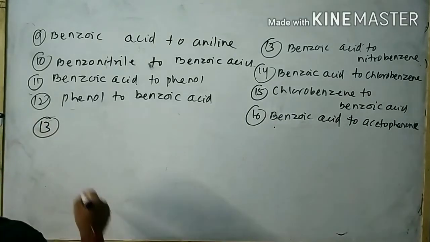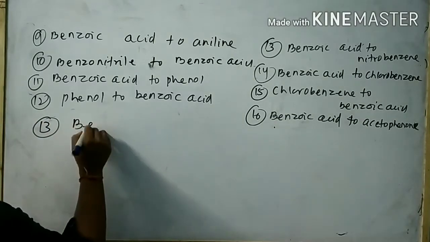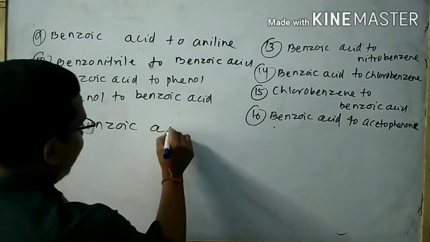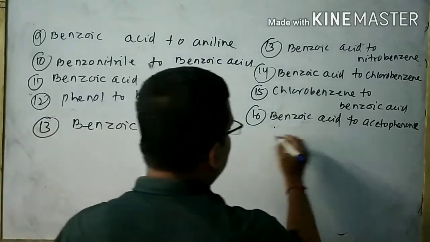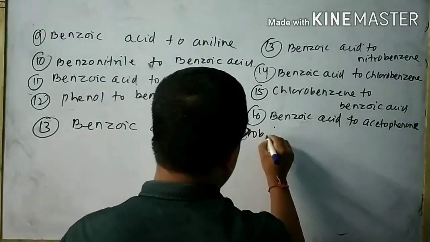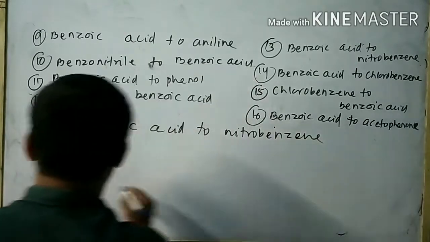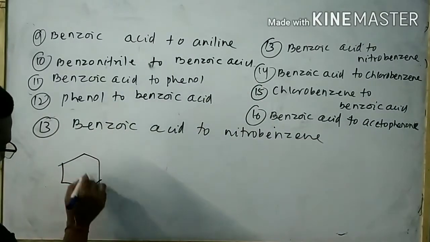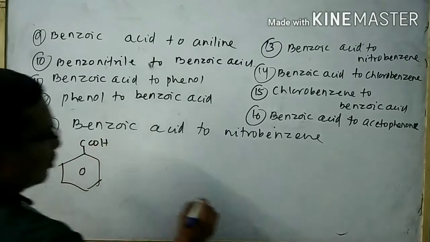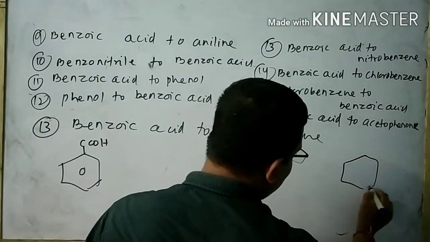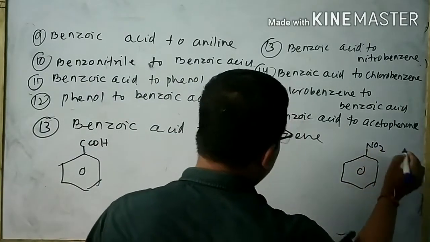Now I will do question number 13, that is your benzoic acid to nitrobenzene. The structure of benzoic acid is this. The structure of nitrobenzene is this.